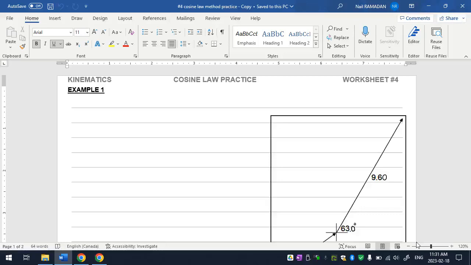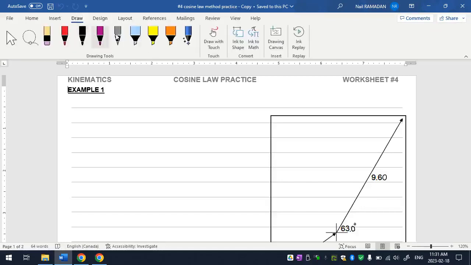Okay, everyone. So let's look at this worksheet where we're going to be doing vector addition, but using the first method that you always learn whenever you do vector combination, which is the cosine law. Cosine law. Okay, so let's look at the first problem.